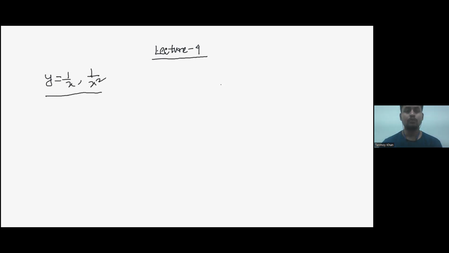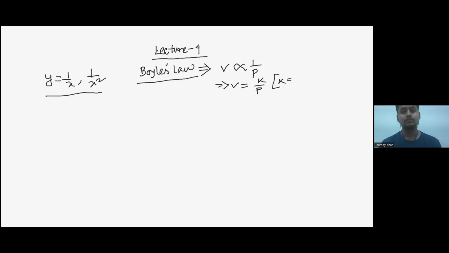So you all know Boyle's law, and we have also seen it in case of a straight line as well. Now what Boyle's law was saying is V is proportional to 1 by P, right? So you can write V is equal to k by P, k is equal to a constant. What is Boyle's law? At constant temperature, the volume of an ideal gas will inversely vary with its pressure, right? That is Boyle's law.